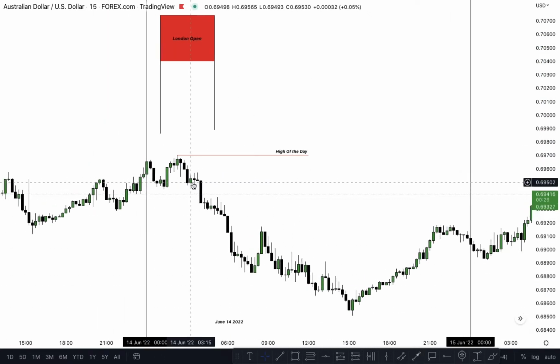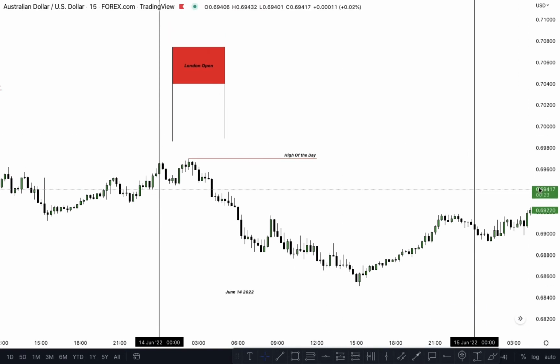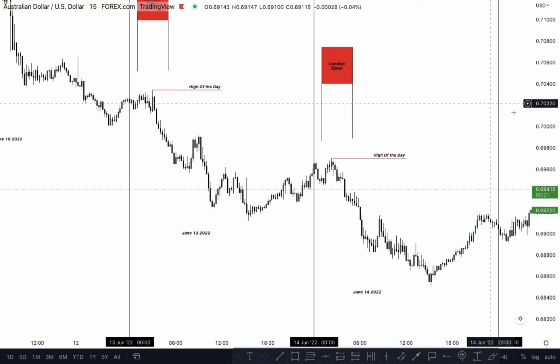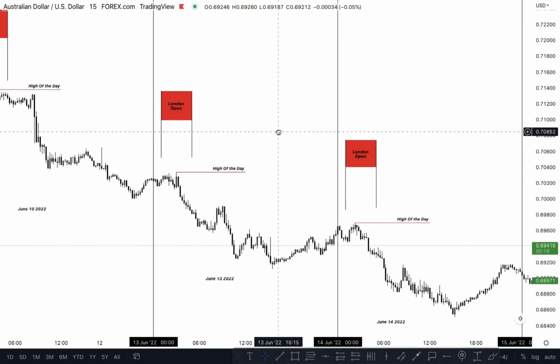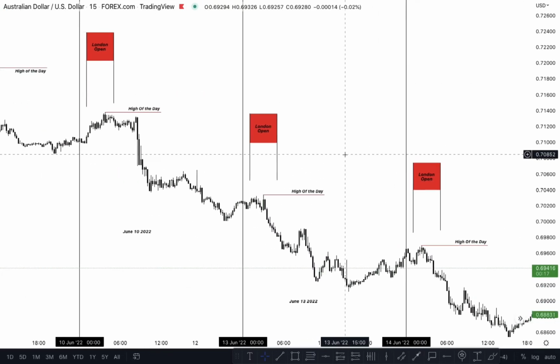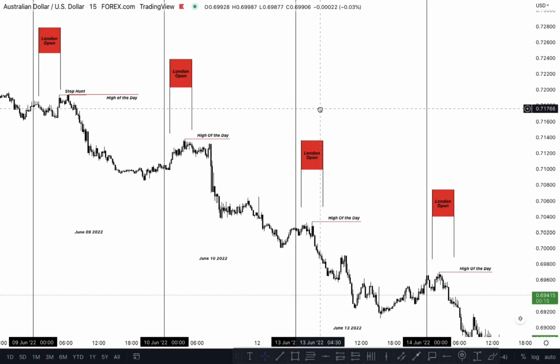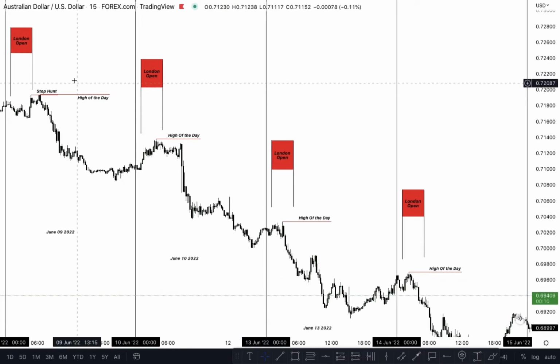So there is a characteristic to the London Open session. You can see on bearish days, or days that are going to be trending downwards, the high of the day normally forms between 1 a.m. to 5 a.m., as you can see in these examples here.